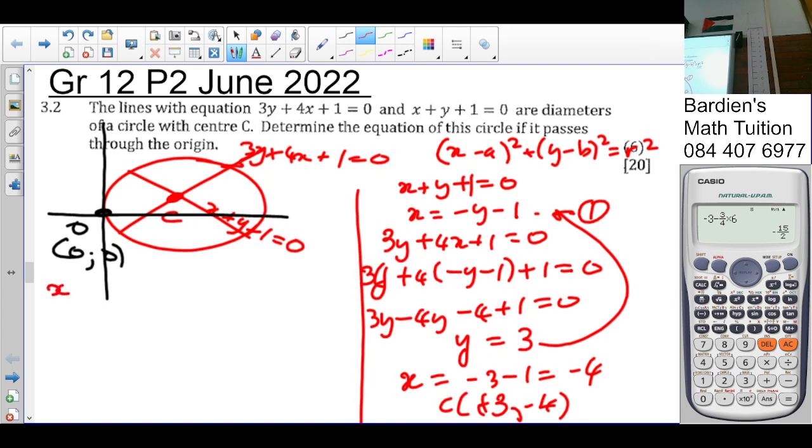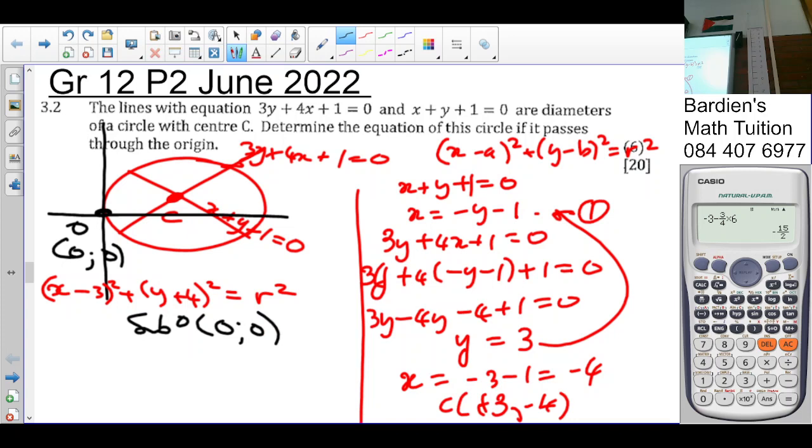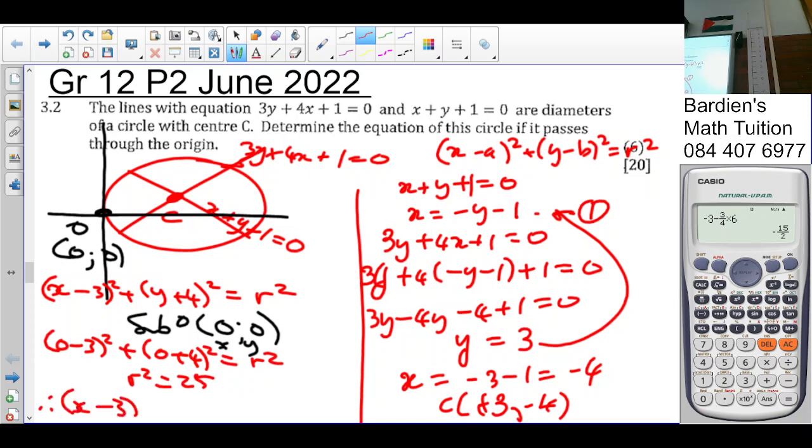Okay, so we say (x minus 3) squared plus (y plus 4) squared is equal to r squared. Now in pursuit of calculating r, I'm going to substitute your origin, which is 0 and 0, as the point on this graph, remembering that's an x and a y. So (0 minus 3) squared plus (0 plus 4) squared is equal to r squared, which is 9 plus 16, is 25. So therefore the equation of the circle is (x minus 3) squared plus (y plus 4) squared is equal to 25.